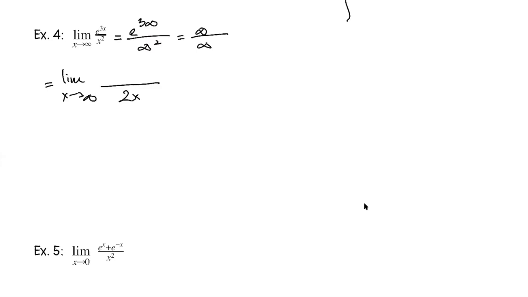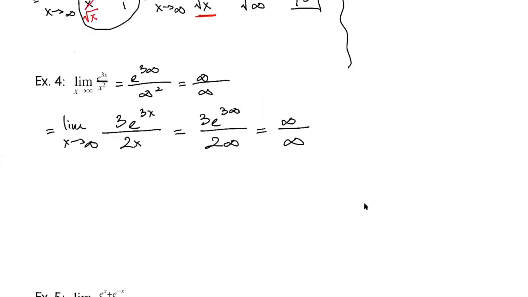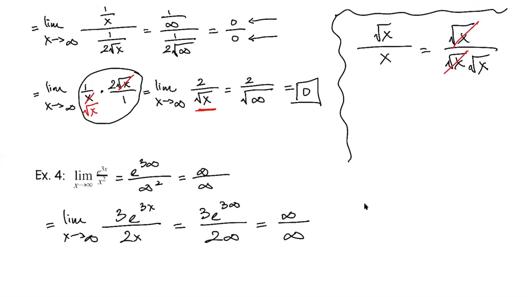Three. Yeah, we're going to have to use a little bit of chain rule there, right? 3e to the 3x. So let's plug in our infinities again, and we end up with 3e to the 3 infinity over 2 infinity, which gives me infinity over infinity, okay? And there's not anything that I can simplify here, which is different than example 3, right?